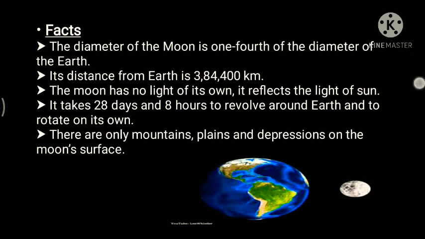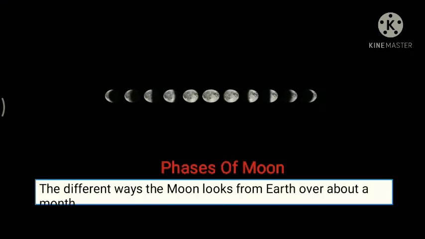Next up we have the phases of the moon. What are these phases? The moon appears in the sky in different shapes, and these different shapes of the moon are referred to as the phases of the moon. So we can call it the different ways the moon looks from Earth over a period of a month, that is considered as the phases of the moon.